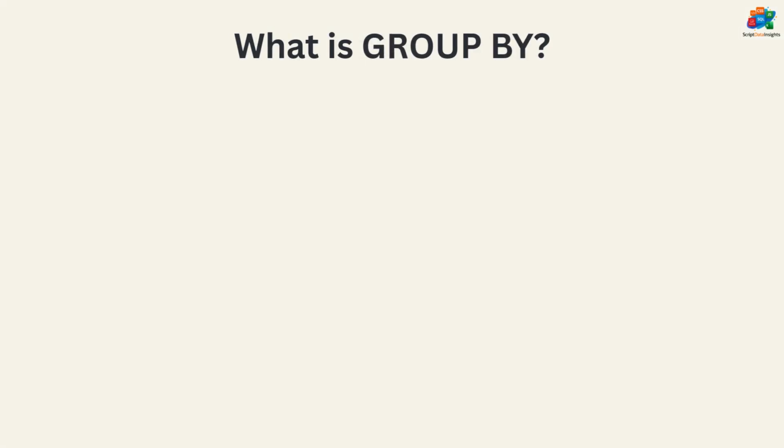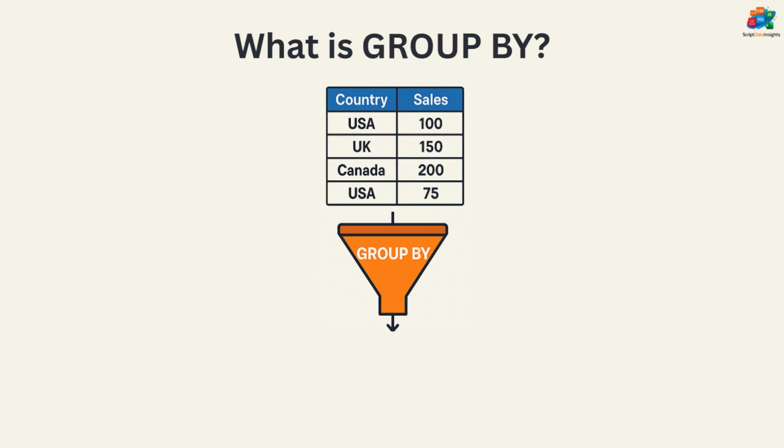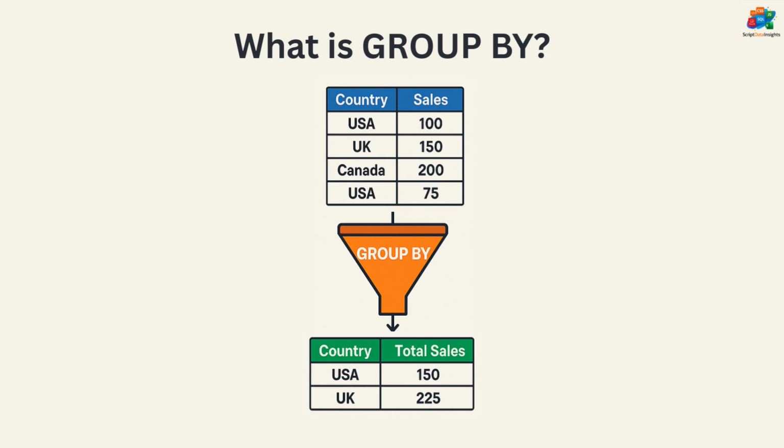Now, let's talk about what group by is. The group by clause is your go-to tool for data summarization. It organizes rows with identical values in a specified column into a single summary row. For example, if you have a list of all your sales transactions, you can use group by country to combine all the sales from the USA into one group and all the sales from the UK into another. It's the first step to answering questions like, what were the total sales per country? Or, how many customers do we have in each city?